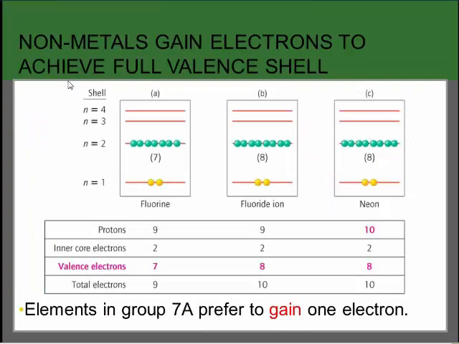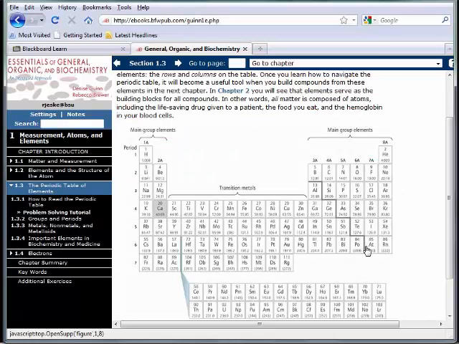So nonmetals will gain electrons to achieve a full valence shell. So we'll start with fluorine. It has a total of 9 protons and 9 electrons, 2 of which reside in the n equals 1 shell, and 7 reside in n equals 2. So in order to achieve a noble gas configuration like neon, fluorine needs to gain 1 more electron. So it gains an electron. It has a full valence shell, 8 in the n equals 2 shell. Looks just like neon. And that is true for any element in group 7A. So all of the halogens will prefer to gain 1 electron.